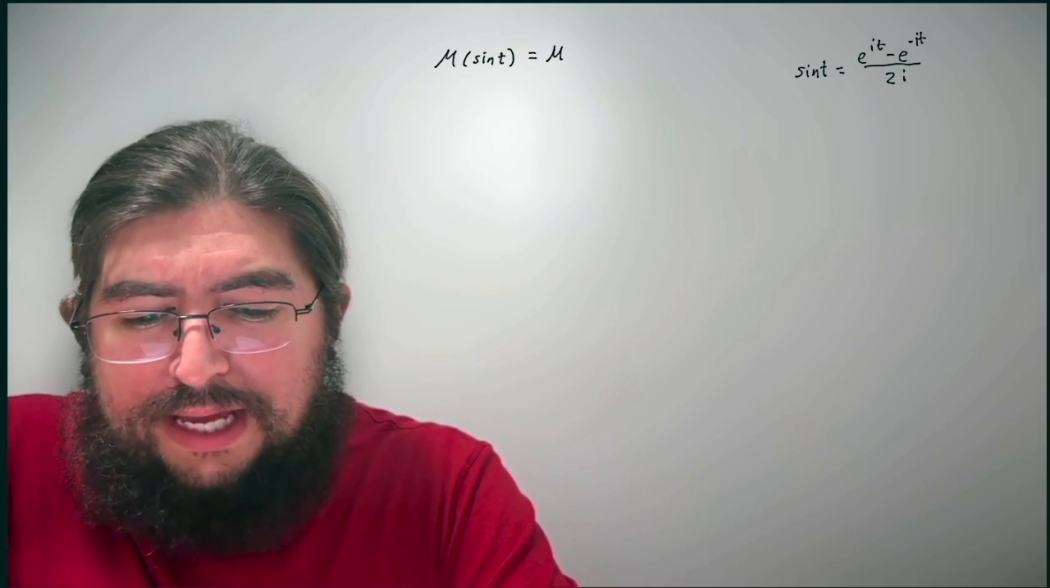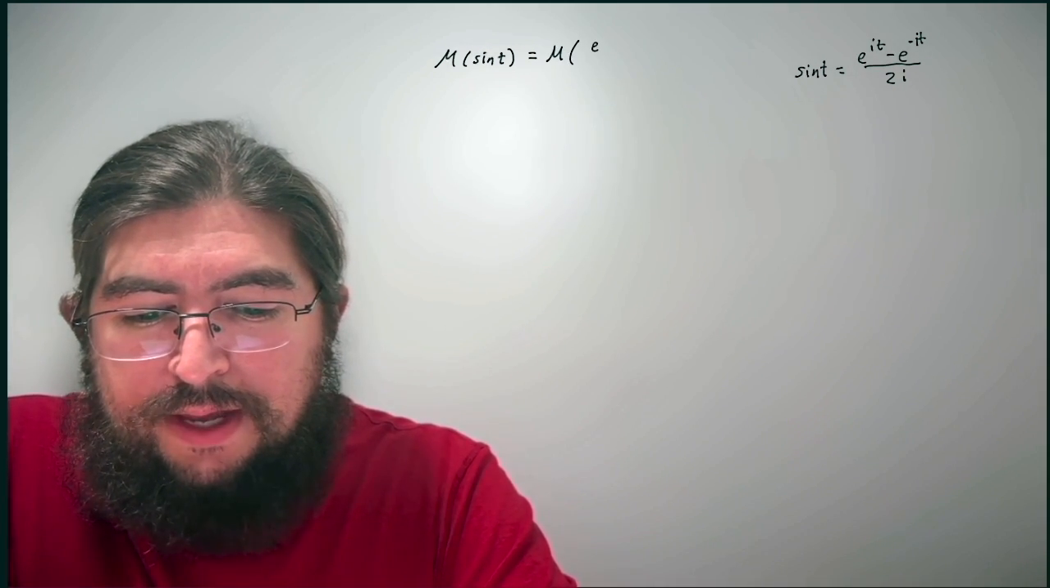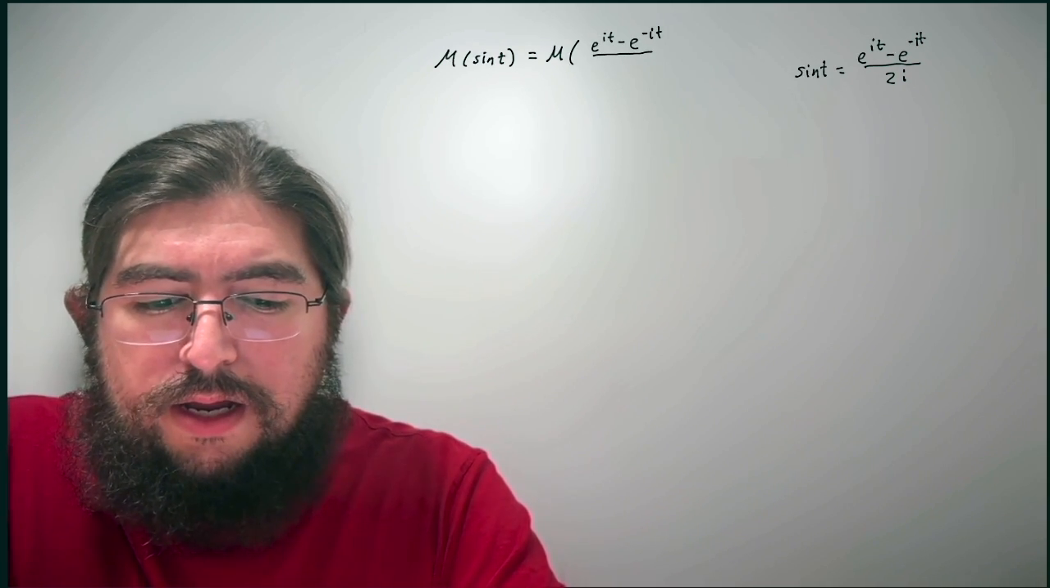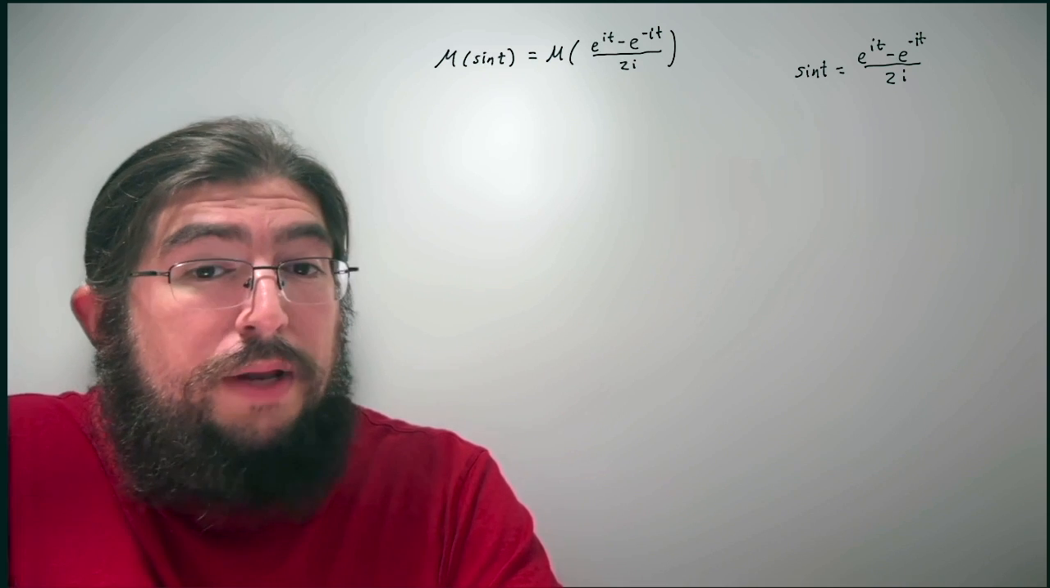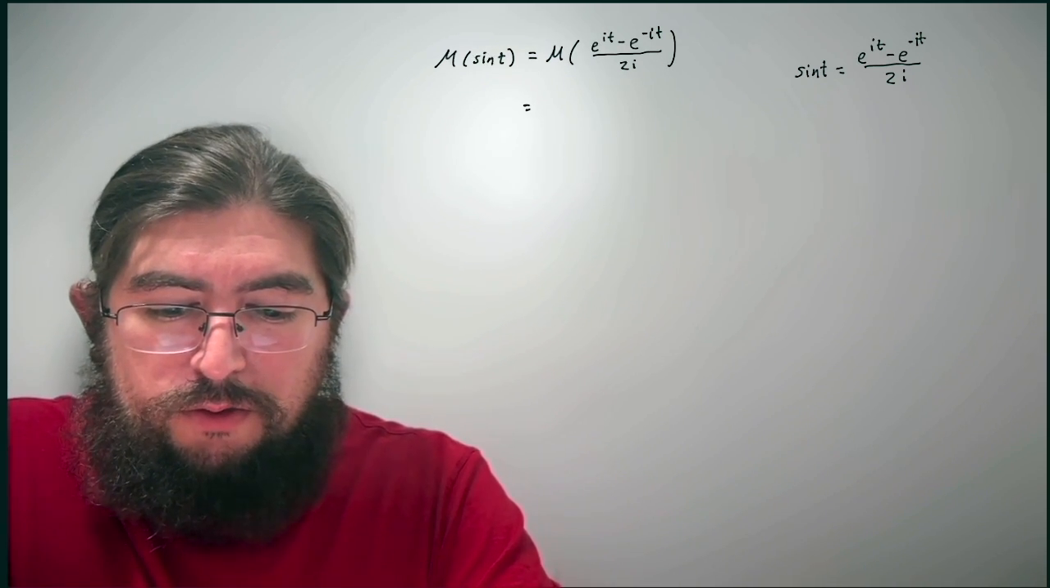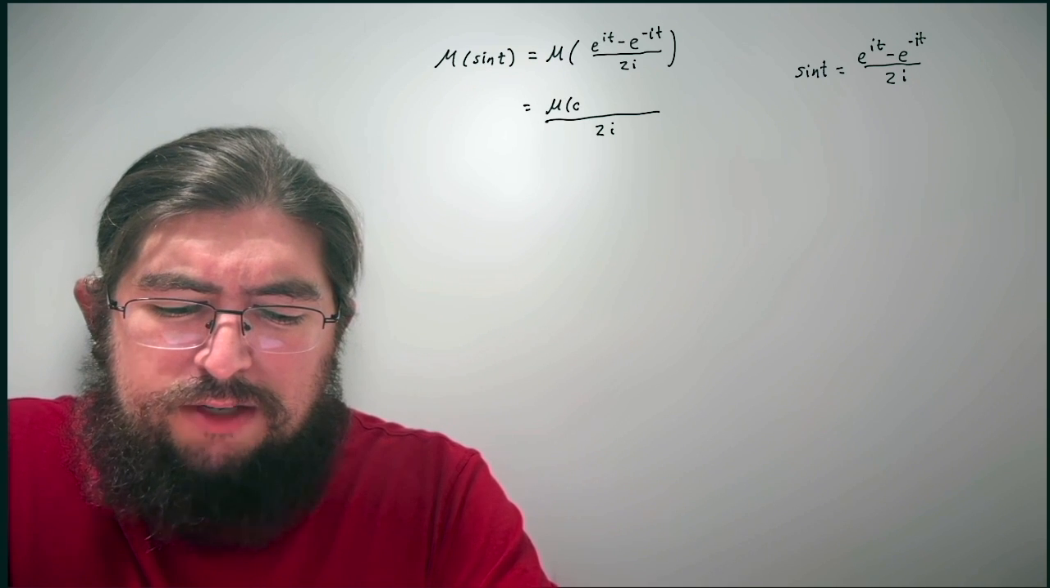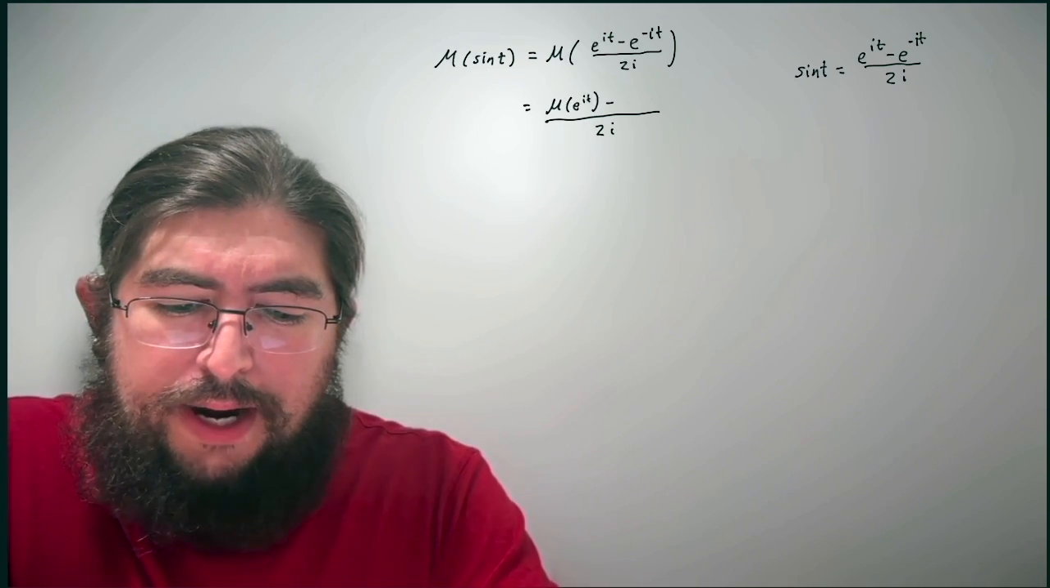So now, if we replace that with e to the it minus e to the negative it all over 2i, we can apply some linearity properties to basically turn this into, all over 2i, the Mellin transform of e to the it minus the Mellin transform of e to the negative it.